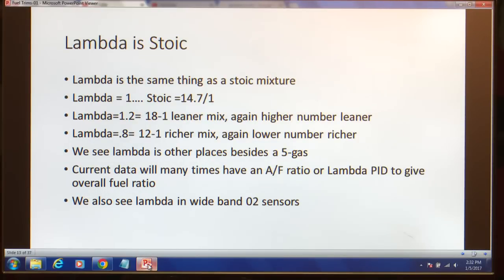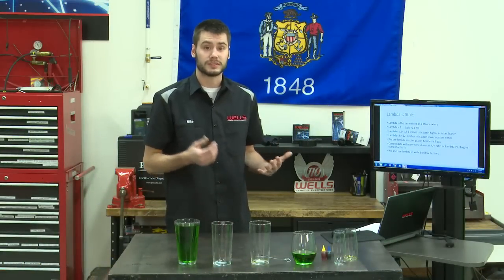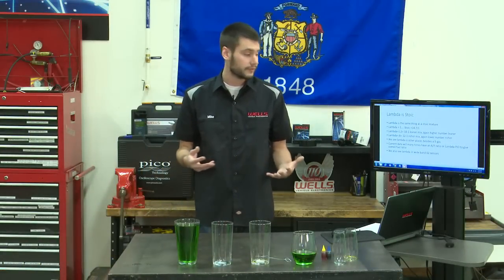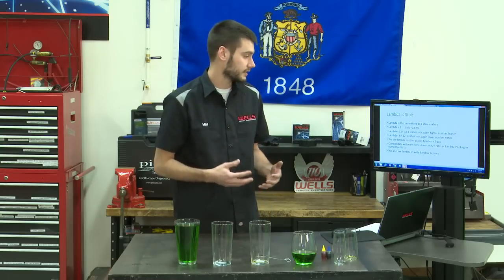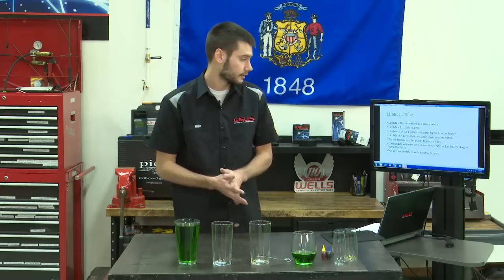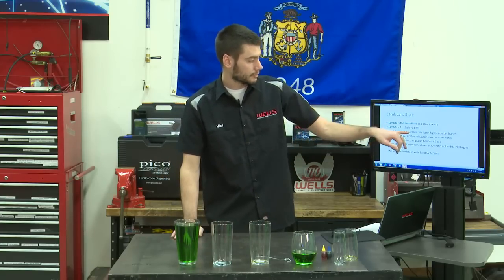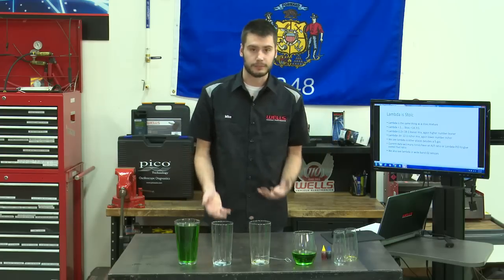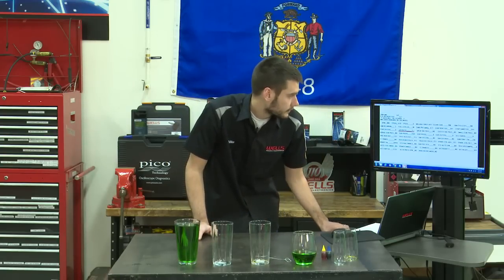Now, lambda isn't only used on our 5-gas analyzers. We see it on current data, on newer vehicles. We see it also in place of O2 sensors. We see lambda as an O2 sensor number sometimes on a wideband vehicle. So we're starting to see lambda more and more. Just know, lambda 1 equals a stoichiometric mixture, or 14.7 to 1. They're interchangeable.